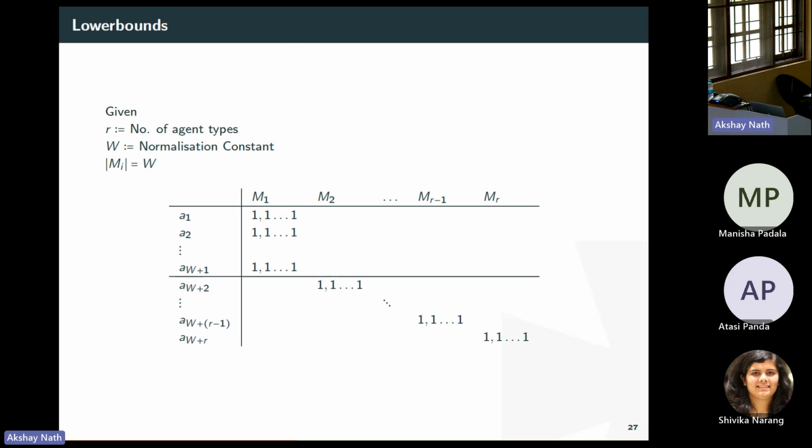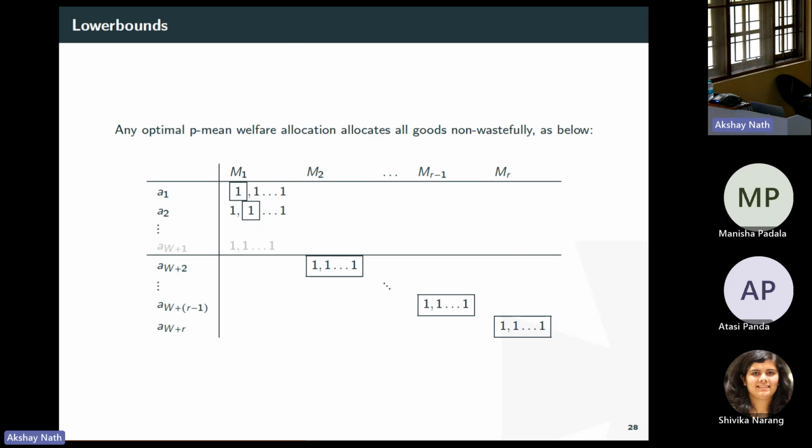Now, when you want to allocate the goods, you can allocate, like, one good each from this bundle to these agents. But here, there is one extra agent sitting over here. He will be empty-handed, right? No matter how you allocate these goods. And now what you can do is give these signature bundles to these agents over here, right? This allocation allocates everything non-wastefully. Therefore, it optimizes welfare for every P less than 1 welfare notion.